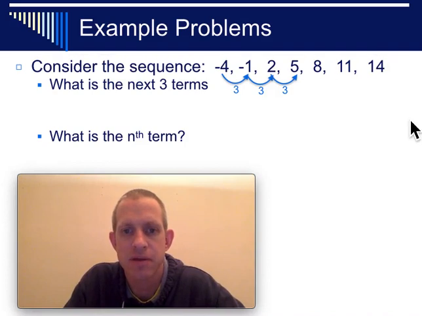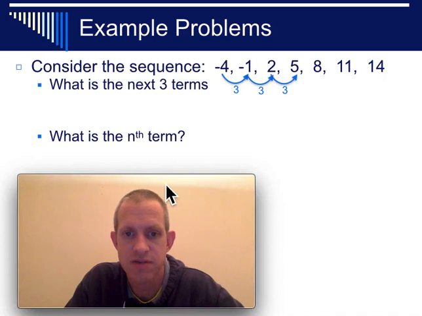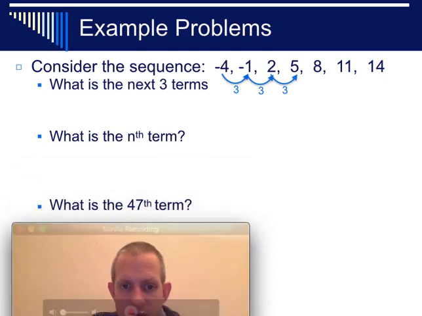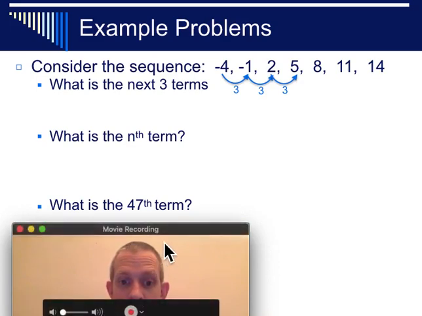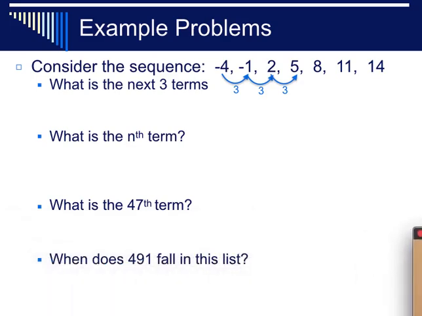And that works good. That's called recursive thinking. And if all I needed to do was find the next couple terms, that would be great. But one of the questions that we have to deal with today is, what's the 47th term? And that would not be an easy one to find with recursive thinking. Or another question, where does 491 fall on this list? Neither of those works very good with recursive thinking. We really want a formula for the nth term.